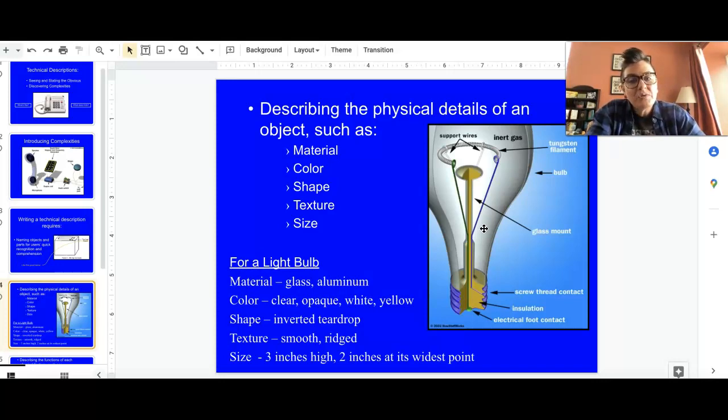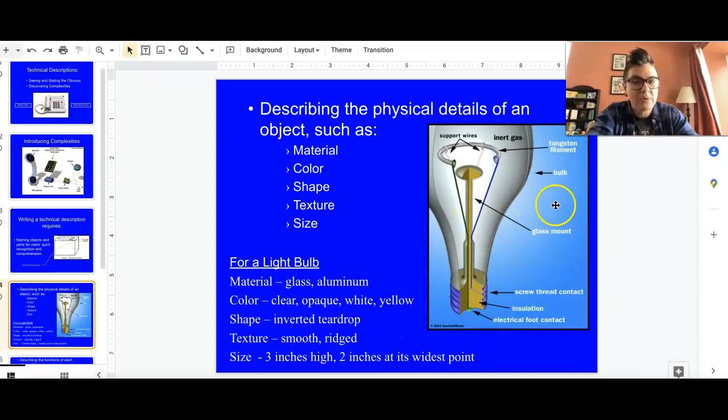So you're going to have to really check out the details of the object, not only just its material, its color, its shape, its texture, its size, but also measurements and stuff, right? So that's kind of important. If an object has a technical name, you have to figure out what it is. If the object doesn't have a technical name, you're going to have to make one for each part and subpart. So there's a lot of stuff, right?